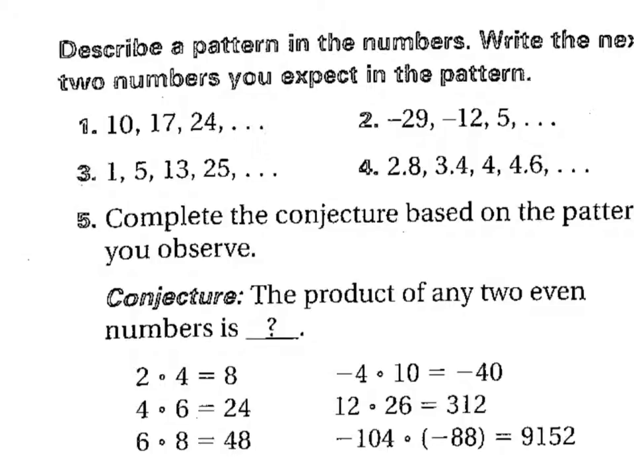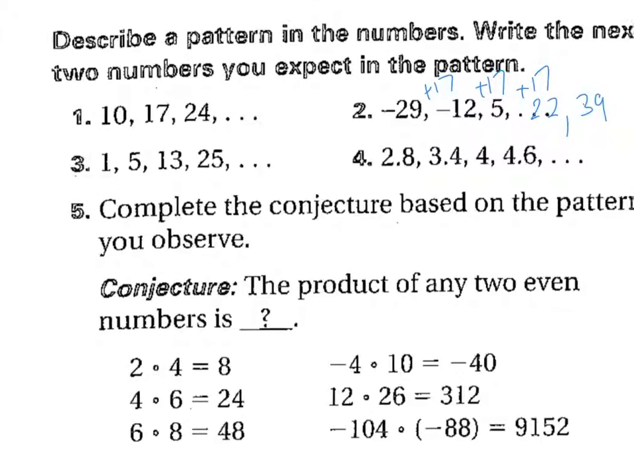Number 2, you see that the numbers are actually getting bigger because you start with a negative 29 here and then you go to a negative 12. So you could be adding 17, and then you add 17 again to get 5 here. We're adding another 17. I like to write them in there, plus 17, plus 17. Add another 17, so that's going to give you 22. And another 17 is going to give you 39. Okay. That's how you do the patterns.